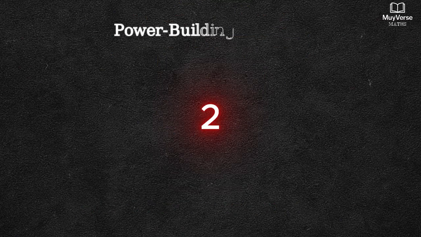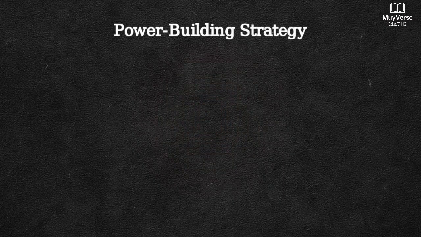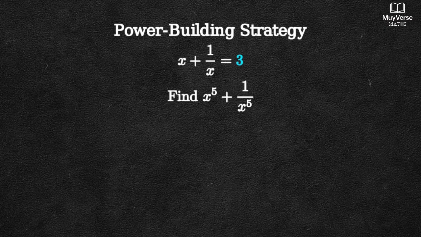We are given that x plus 1 over x equals 3, and we want x to the fifth plus 1 over x to the fifth. We'll build up powers step by step. First the square, then the cube, and then combine them to get the fifth power. Let's write the given equation and the target clearly.